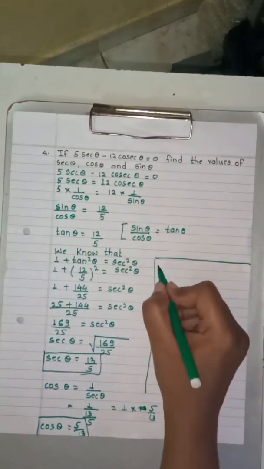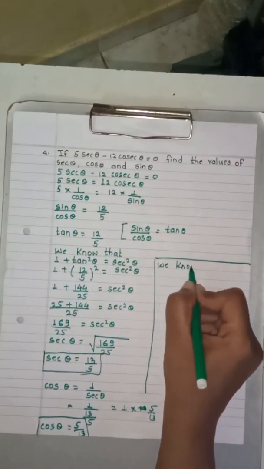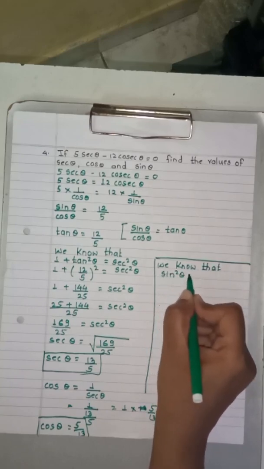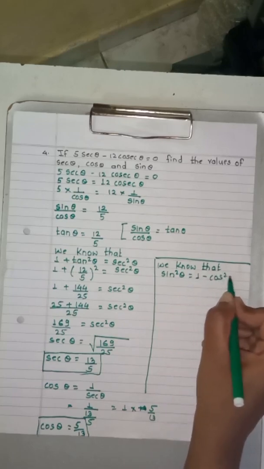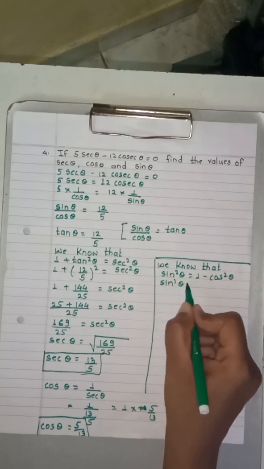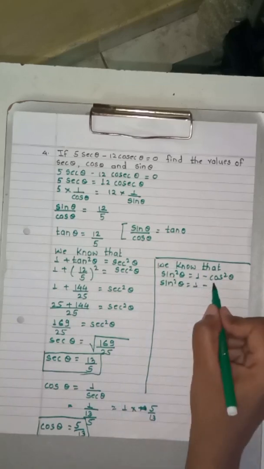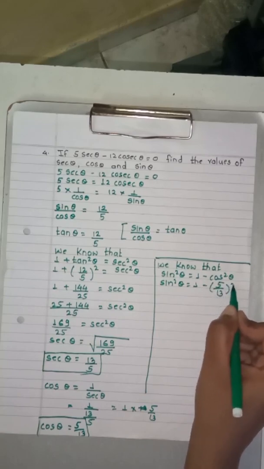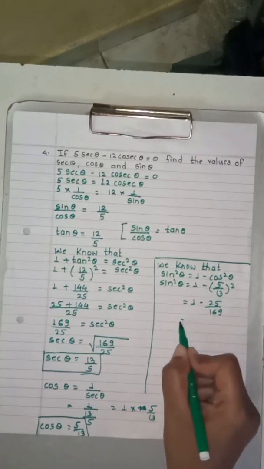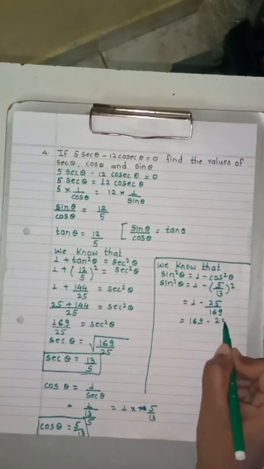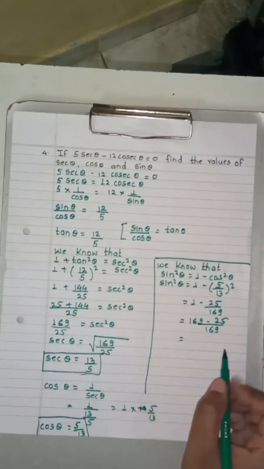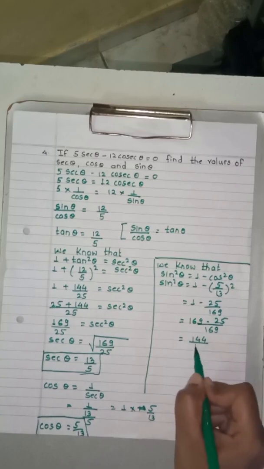So sin square theta, we know that sin square theta is equal to 1 minus cos square theta. So sin square theta will be 1 minus, now what is the value of cos? That is 5 upon 13 square. That will be equal to 1 minus 25 upon 169. That will be 169 minus 25 upon 169. So 169 minus 25 is 144 upon 169.